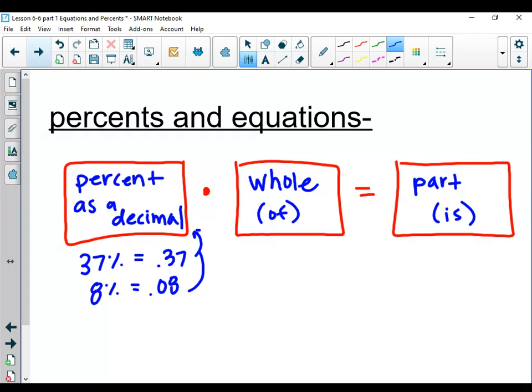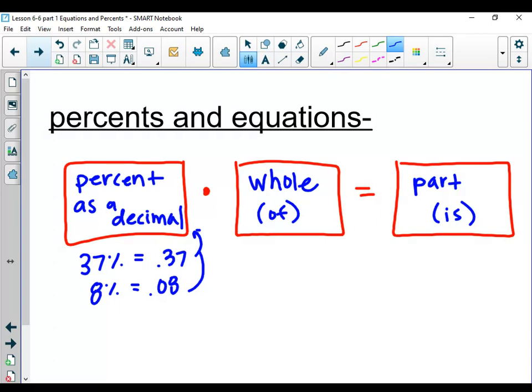Now, if you're thinking, what? I finally got the proportions under control. I need you to try 3 problems using this strategy. And then after that, you can go back to proportions if you want. Some people might decide, I like this way better. I'm not doing those proportions anymore. That's okay too. But we have to try it out.